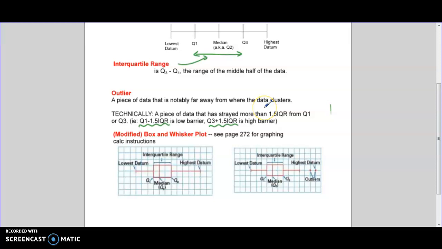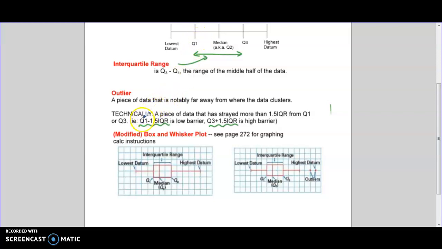An outlier is a piece of data that is notably far away from data clusters. In terms of figuring out exactly whether we have an outlier or not, there's a small formula that we can use. To figure out if we have an outlier on the lower end of our data, we take the Q1 value and subtract 1.5 times the interquartile range. Whatever the interquartile range is, you multiply it by 1.5, and whatever that product is, subtract it from the Q1 value, which is your 25th percentile.